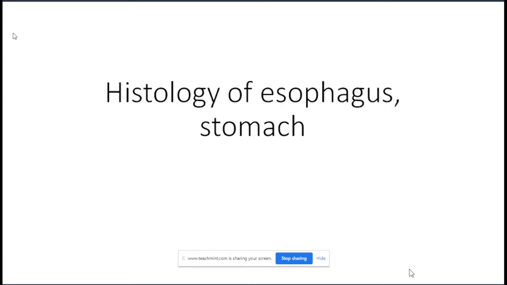Okay, ma'am. So before that, the small intestine was taken earlier. So the first lecture for the GIT tract histology is the histology of esophagus and stomach, and then later on we have to study the small intestine.